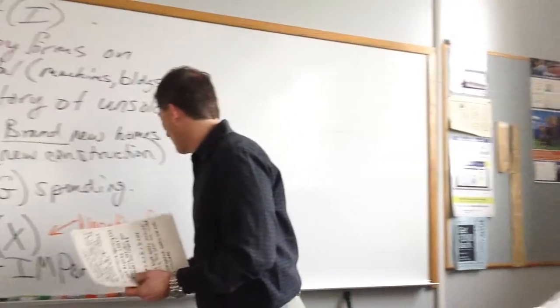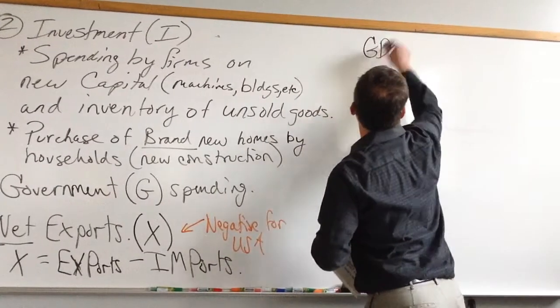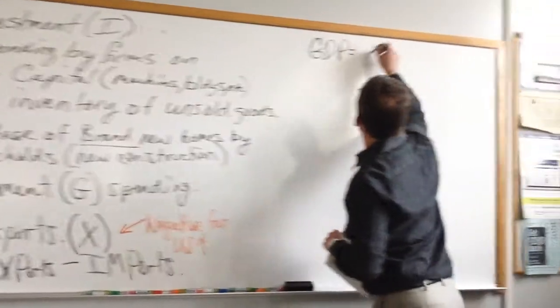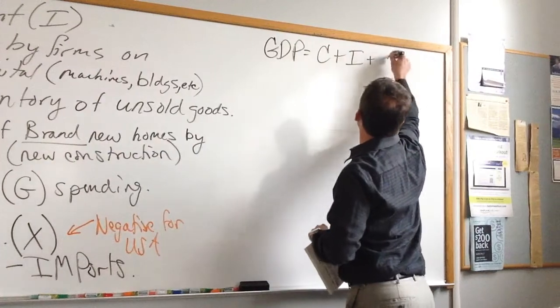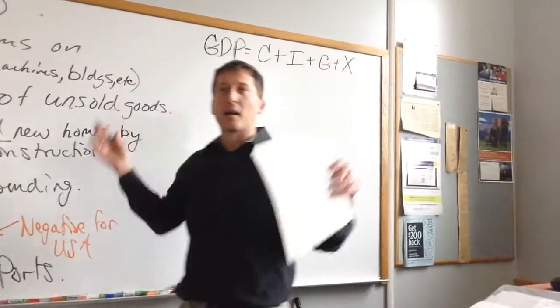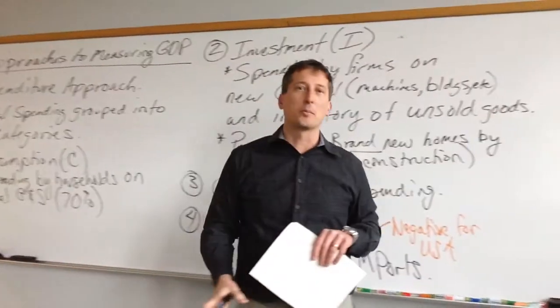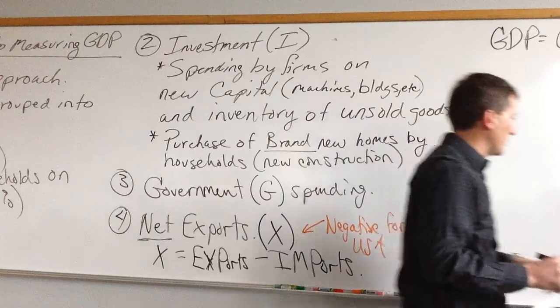So our equation, putting our equation goggles on, looks like this. GDP is equal to C plus I plus G plus X. We just add them up. And that's the expenditure approach to measuring GDP.